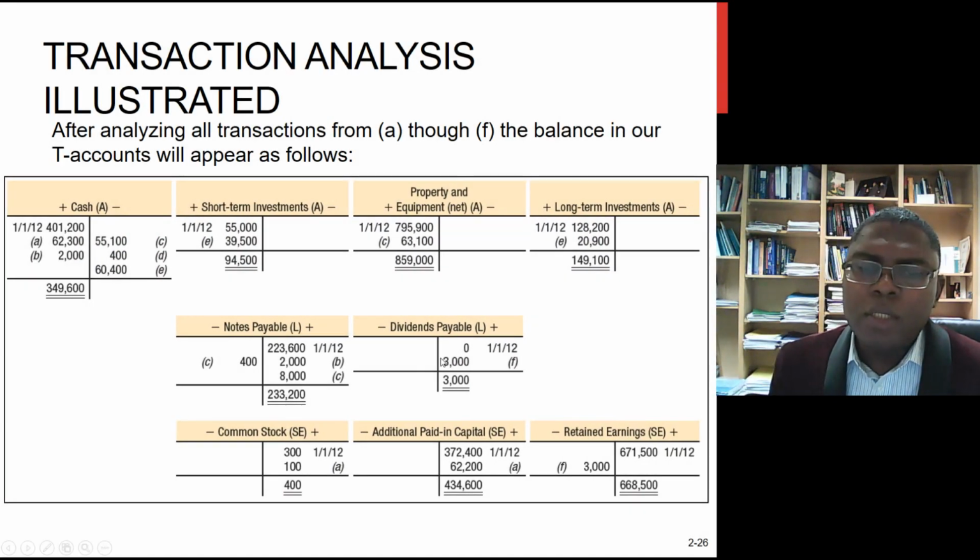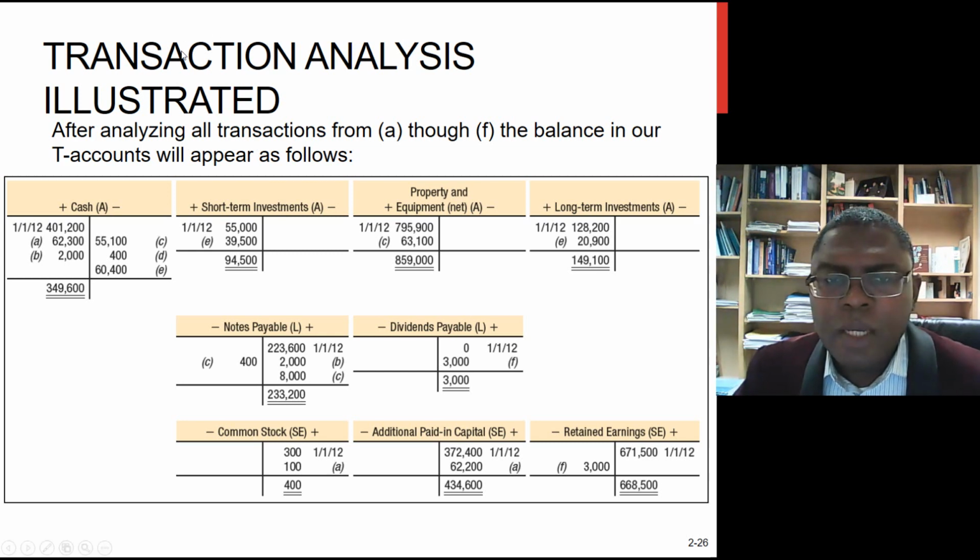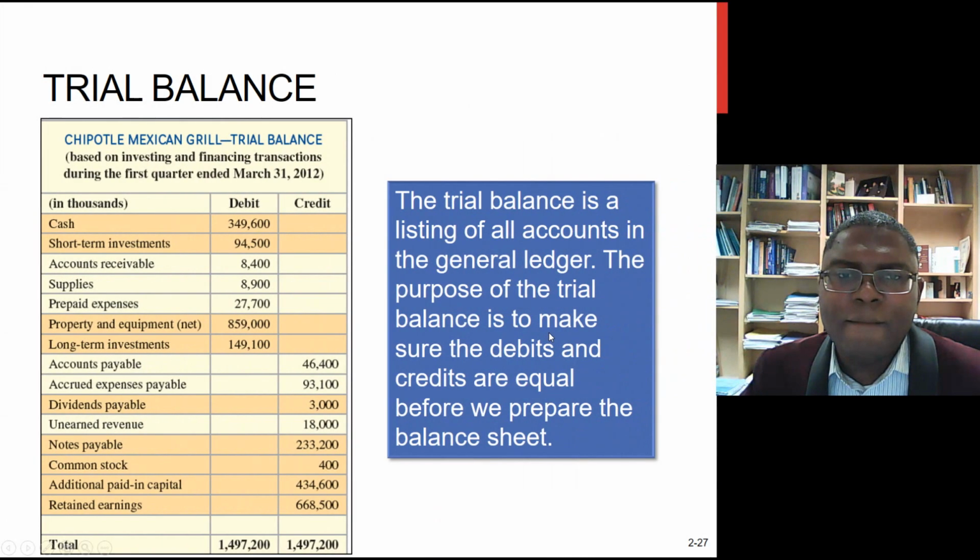So if we look at all the transactions that we discussed from transaction A to transaction F, we can actually place them on the general ledger, and we'll end up with something like this, where we have all the different accounts that were affected: cash, short-term investment, property and equipment, long-term investment, notes payable, dividend payable, common stock, additional paid in, and retained earnings.